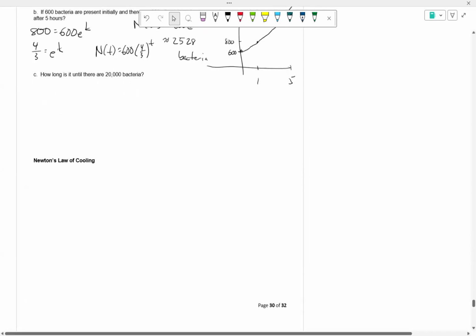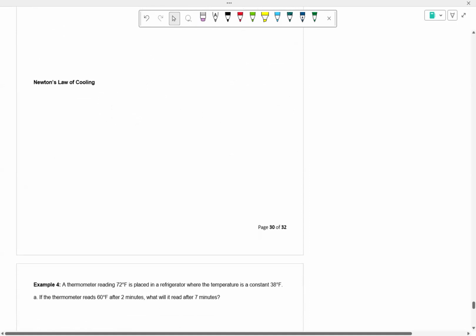Okay. Last order of business. Newton's law of cooling. Have you spoken about this in any of your other classes? No, not in your Spanish class. They didn't talk about Newton's law of cooling. Just kidding.